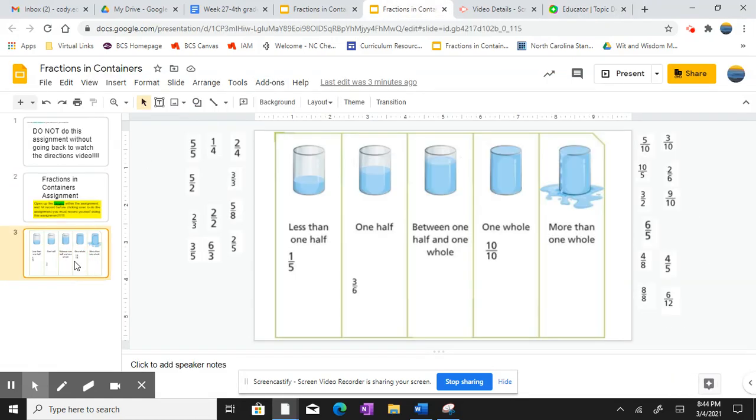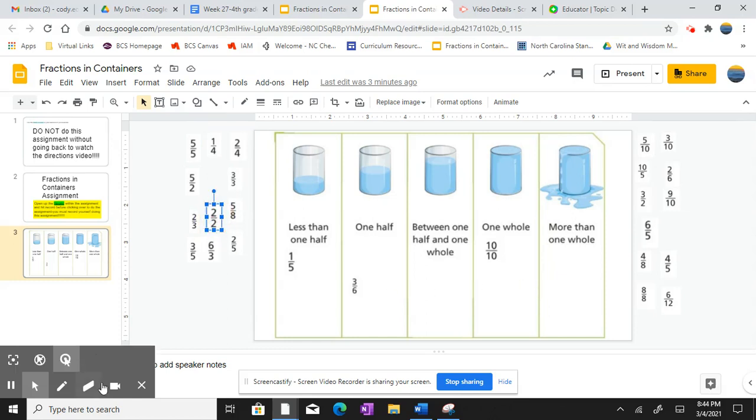Well, what is this assignment? You see all these fractions on the side here? You are going to move them into the correct column. Our columns are fractions that are less than 1/2, fractions that are equivalent to 1/2, fractions that are between 1/2 and 1 whole, fractions that are equivalent to 1 whole, and fractions that you know are more than 1 whole.